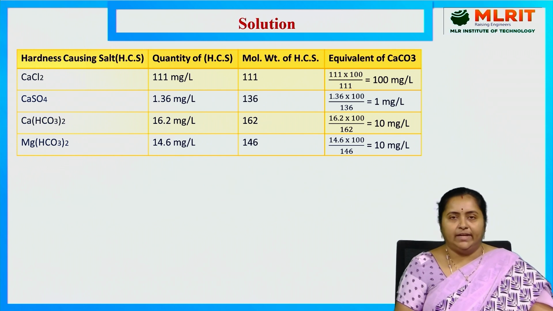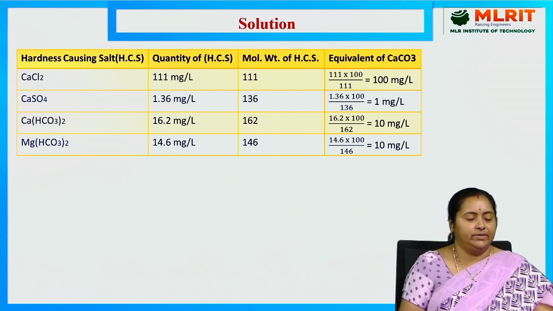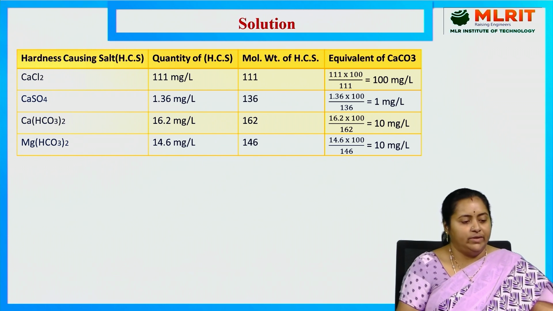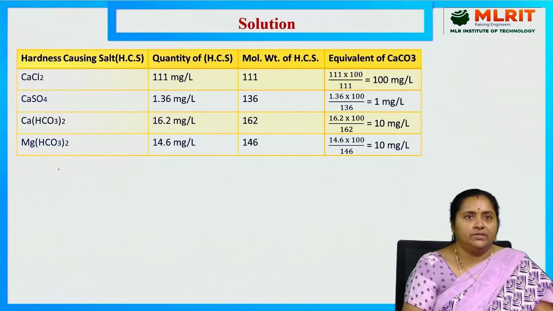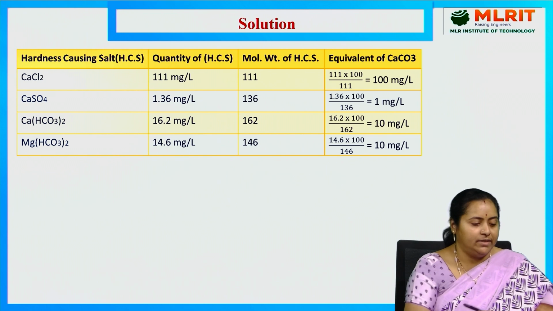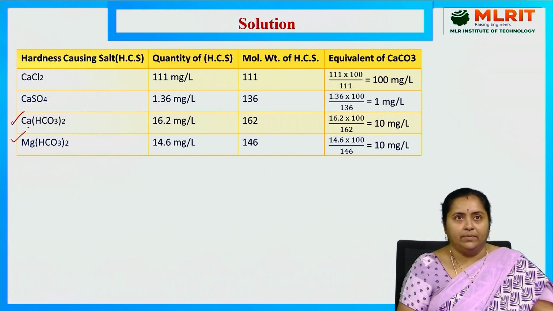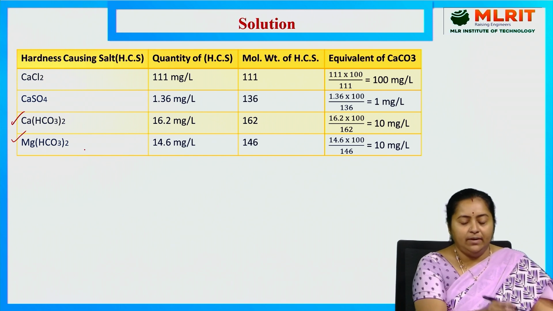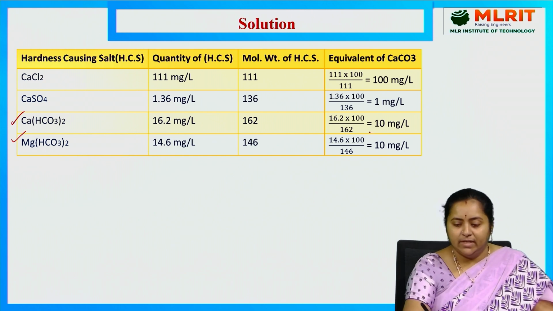So after calculation, now we are going to find out its temporary and permanent hardness. So let us see how it is. In these four, what salts are responsible for imparting temporary hardness? That is calcium bicarbonate and magnesium bicarbonate. So temporary hardness is purely due to calcium bicarbonate and magnesium bicarbonate. That means it is 10. For magnesium bicarbonate, it is 10.